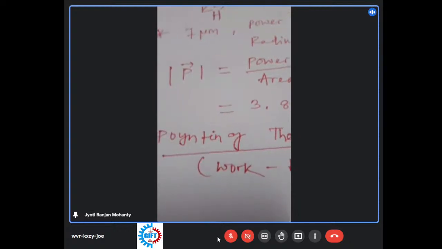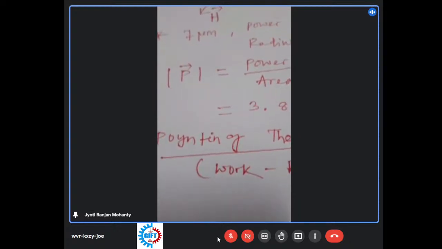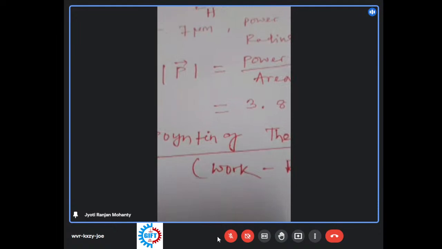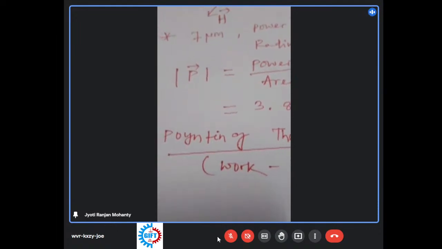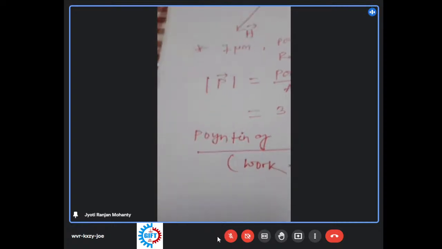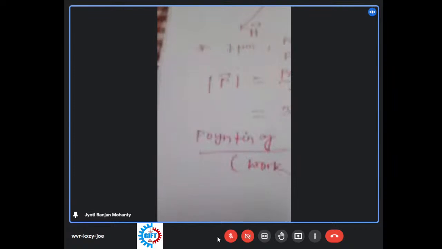So actually, what happened? Poynting first did the derivation. Then from the derivation, he gave the conclusion. So that conclusion is known as your pointing theorem. So write the statement. So it is also known as work energy theorem. What is the statement?